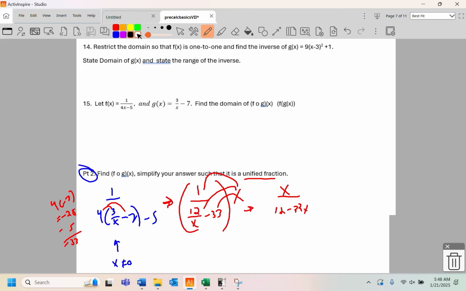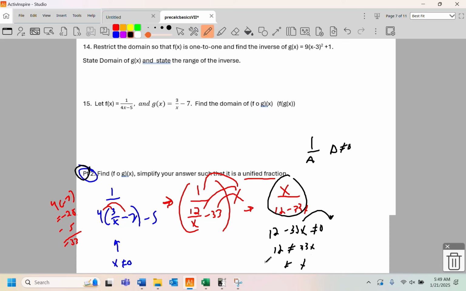All right, now we're going to invoke this rule. 1 over anything. The anything cannot be 0. It's 12 minus 33x cannot be 0. By the way, this is the answer to part 2. We're going to just move that on over. 12 is not going to be 33x. Therefore, x is not going to be 12/33. So here's my domain. All values of x such that x is not 0 or 12/33.